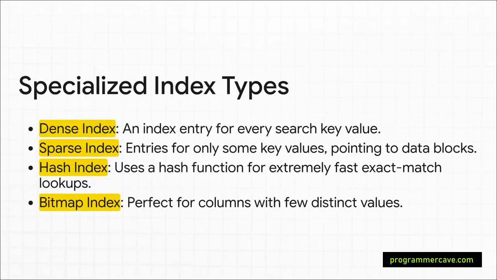Okay, ready to level up? Let's look at some more specialized tools. A hash index is ridiculously fast if you're looking for an exact match, like searching by an email address. But, and here's the catch, it's no good for finding a range of things. And then you've got the bitmap index. This thing is genius for columns that have only a few possible values, like a status that can only be active or inactive. Super efficient for analytics.